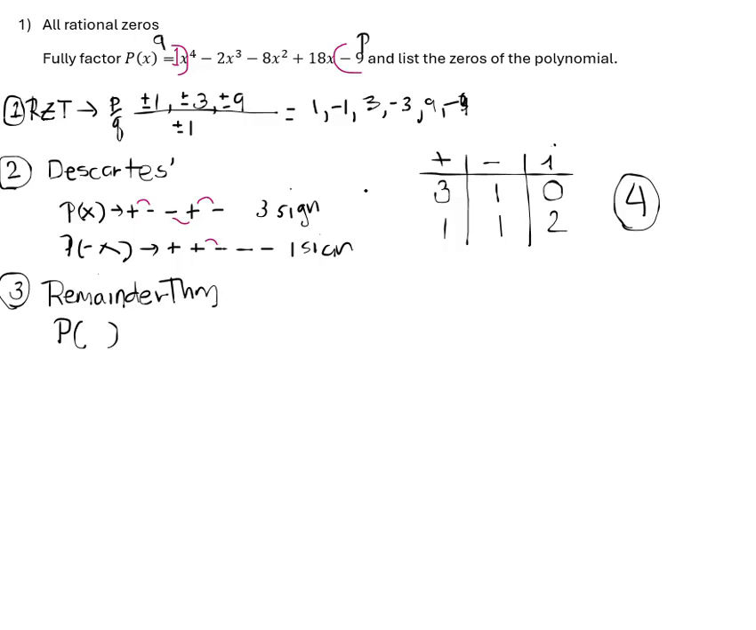So what do we want to check? Since there are possible 3 positive ones, I'm going to check P of 1. And all that means is I'm going to put 1 into my polynomial. 1 to the 4th is 1. 1 to the 3rd is 1, so that will be a minus 2 times 1. Minus 8, because x squared is 1, plus 18, and then a minus 9.